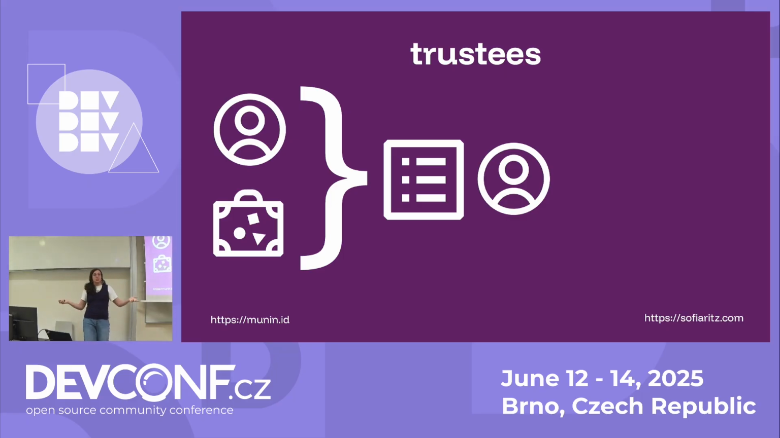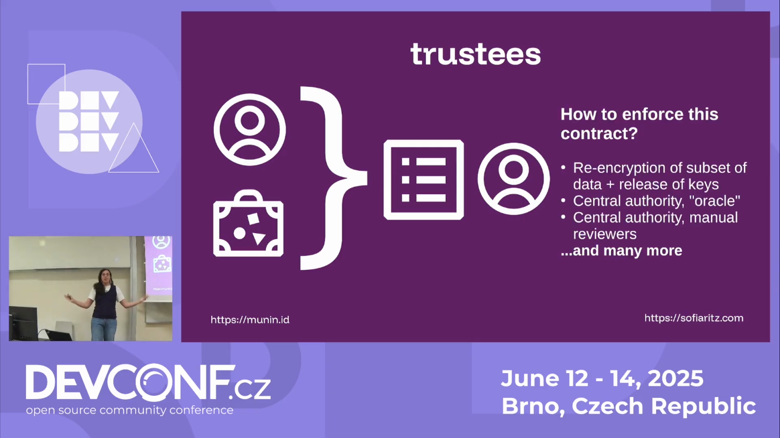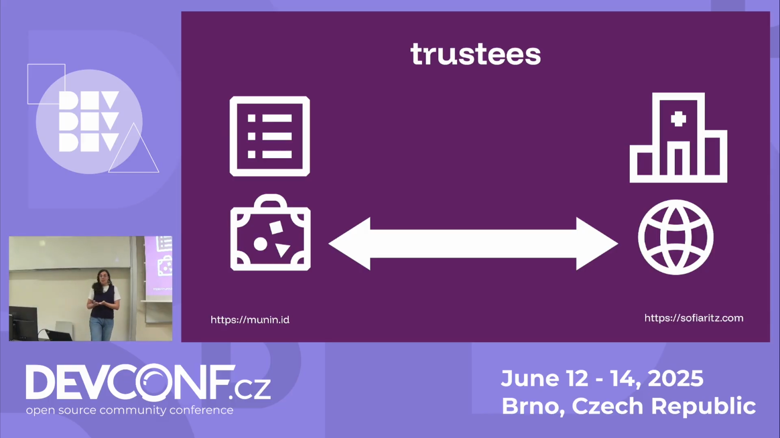Now there's the big question: how do we enforce this contract? And that's what we've been thinking about for the last six months. How can we do this? We've been playing around with some central authorities, with manual reviewers, some kind of re-encryption of a subset of data, and then the encryption keys get sent out and everything. But this is an unsolved problem, sadly, because what we're trying to do is bridge the real world with the technological world, and that's a very difficult thing to do.